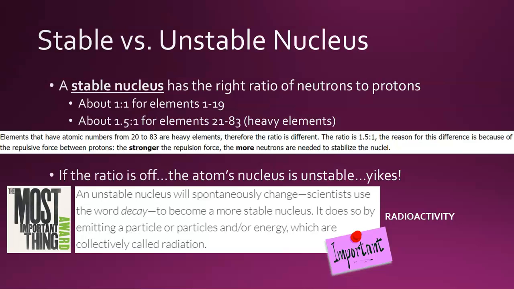because of the repulsive forces between the protons. There's more protons, so the stronger the repulsion force between those more protons, that means there's more neutrons needed to stabilize the nuclei. If the ratio is off, then the atom's nucleus is unstable, and an unstable nucleus will spontaneously change. Scientists use the word decay for that spontaneous change to become a more stable nucleus. It does so by emitting a particle or particles and or energy, which are collectively called radiation.